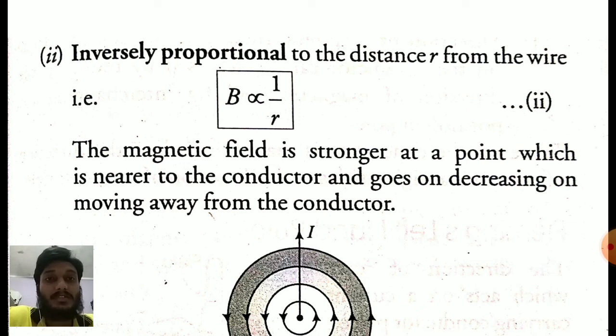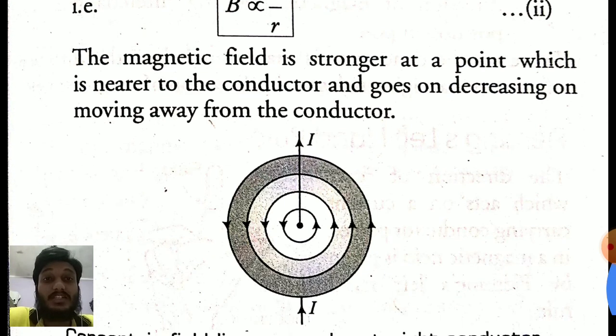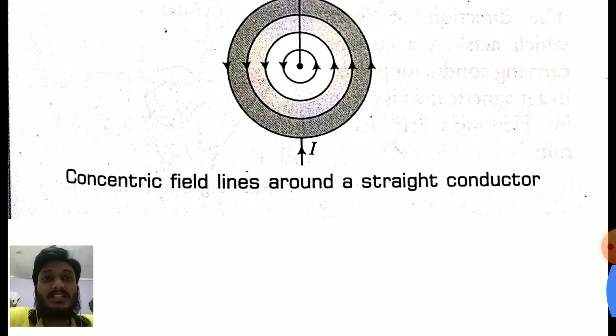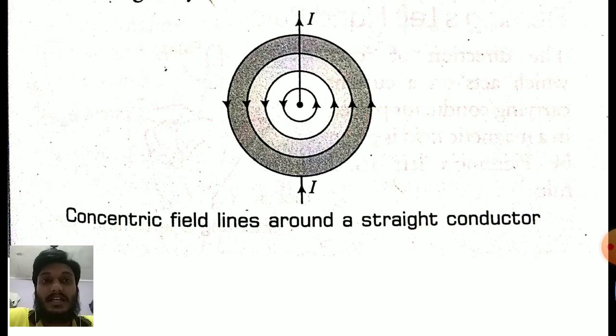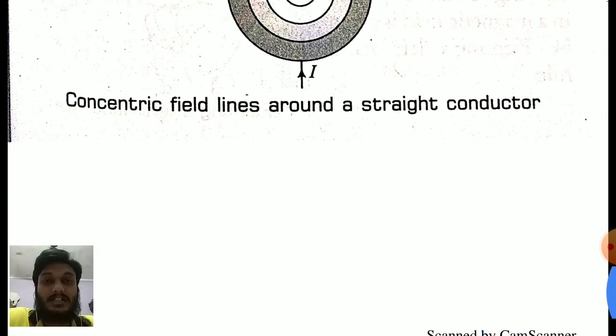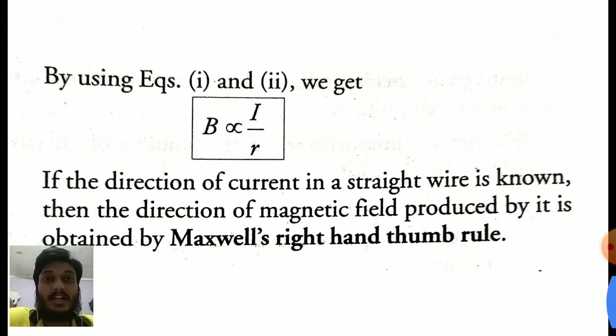B is inversely proportional to R. That is why we have written the box and we have given it as equation 2. This is the concentric field lines around a straight line current carrying conductor. Okay, now first equation was B is directly proportional to I. Second equation was B is inversely proportional to R. If you combine both the equations, what you'll get? B is proportional to 1 by R.